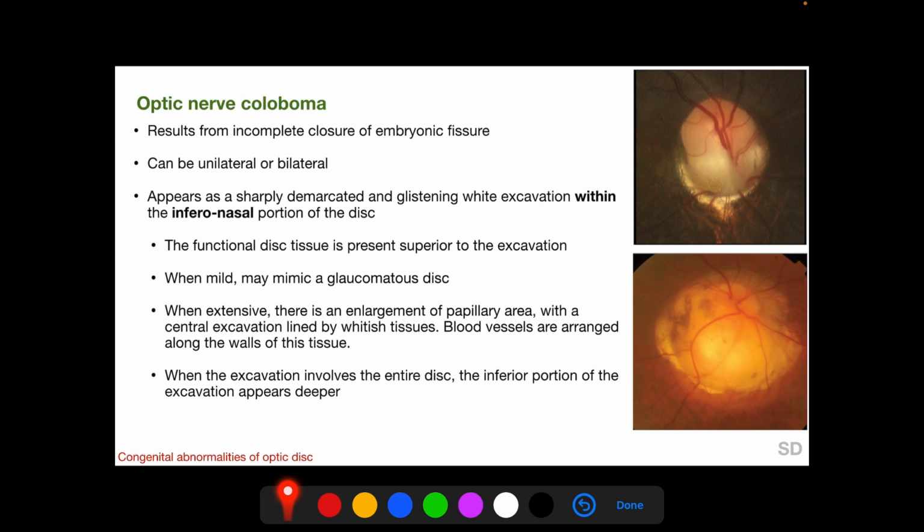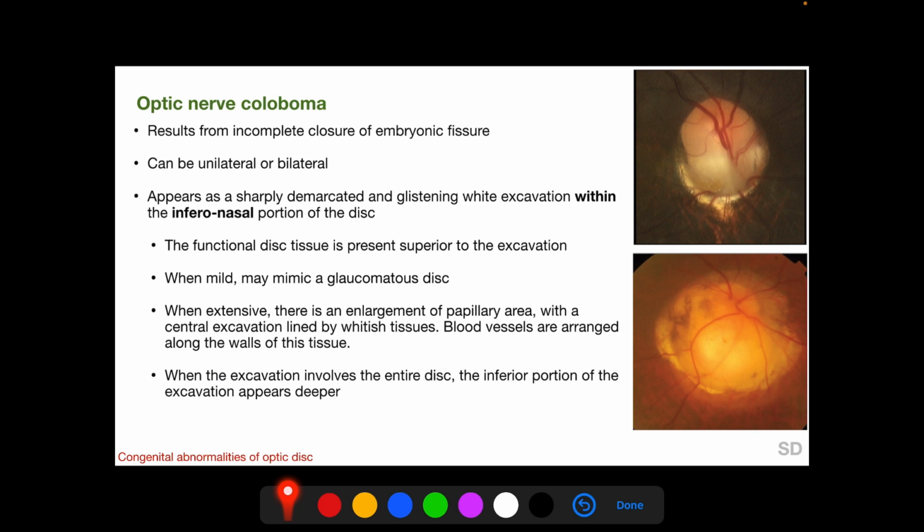Optic nerve coloboma results from incomplete closure of the embryonic fissure, and they can be unilateral or bilateral. It appears as a sharply demarcated and glistening white excavation within the inferonasal portion of the disc. The functional disc tissue is present superior to the excavation. When mild, it may mimic a glaucomatous disc, and when extensive, there is an enlargement of the peripapillary area with a central excavation lined by whitish tissue on the surface. The blood vessels are arranged along the walls of this tissue.